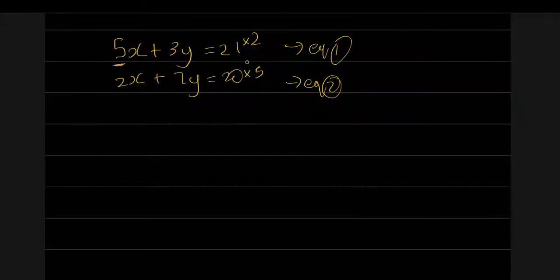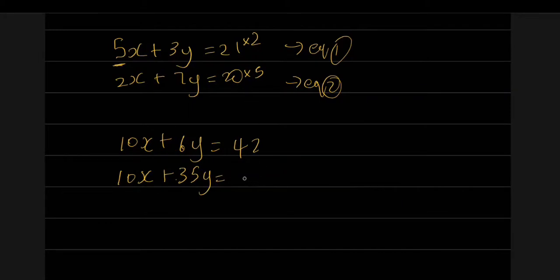When we multiply the top equation by 2, we get 5x times 2, that will be 10x, plus 3y times 2, that will be 6y, is equal to 21 times 2, that will be 42. Then multiplying the bottom by 5, we get 2x times 5, that will be 10x, plus 7y times 5, that will be 35y, equal to 20 times 5, which is 100.